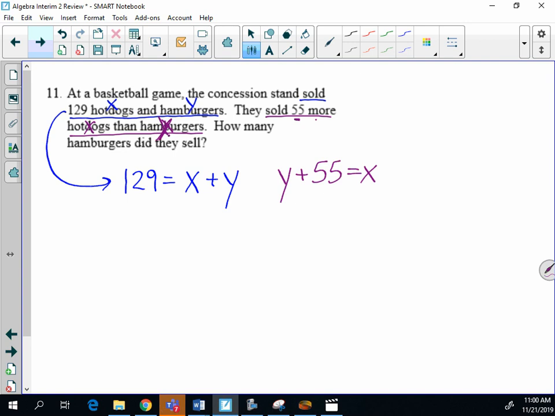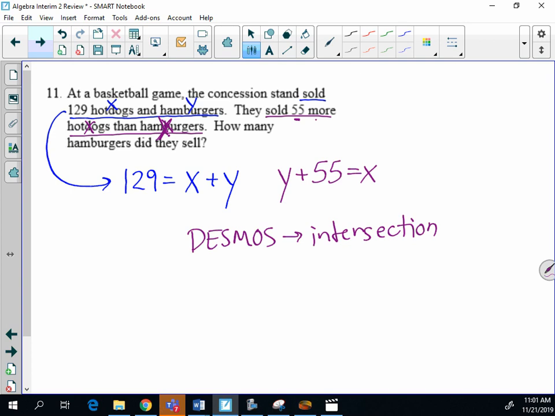And if you ever get confused by that, just make a little scenario for yourself. Like if you sold one hamburger and you had 55 more hot dogs, that would mean you have 56 hot dogs. You're adding one. Now that you have two equations, you are going to use Desmos to figure out the intersection. And where do these lines intersect?